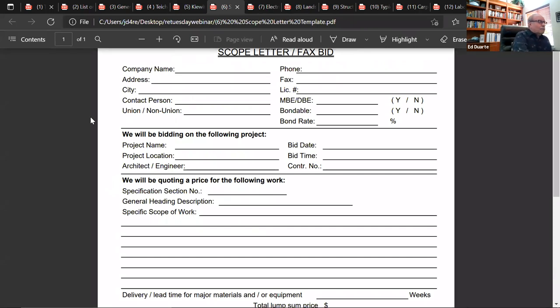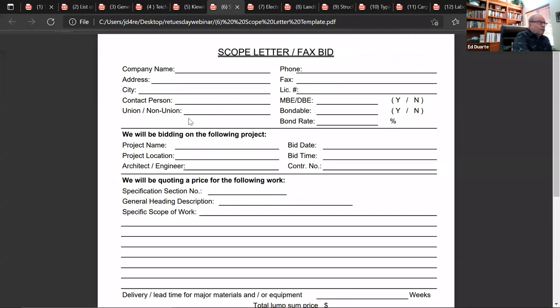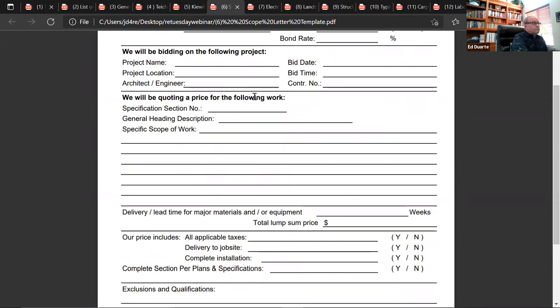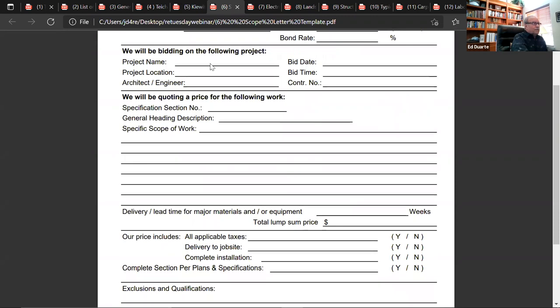This is a sample of scope letter content. Don't use this form as your scope letter. It needs to be on your letterhead. The reason I'm including it here is to illustrate all of the information items that should be on your scope letter. I'm talking just to you subcontractors. So the top part is the obvious information items: name, address, contact person, are you union or non-union, are you bondable, if so, at what rate, license number, your DIR number. And then you can fill in the project name you're bidding on.